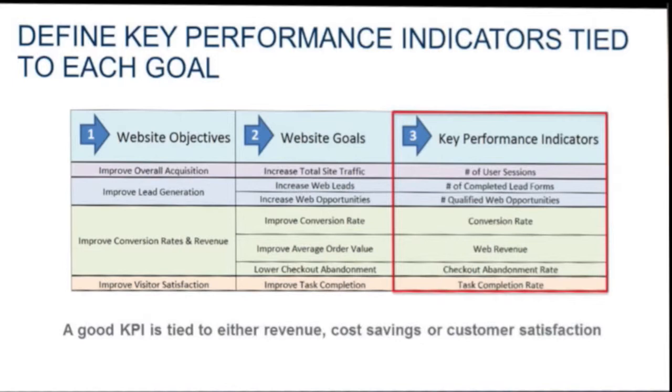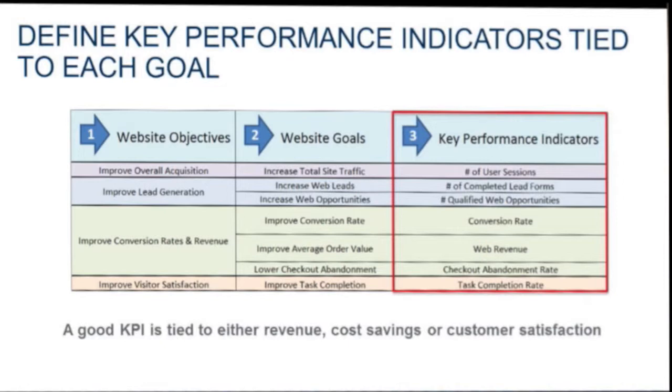Okay, the next step after you've thought about tying goals to your objectives is to really think about what the primary key performance indicator is for each of the goals that you've selected, right? So in the case of improving your conversion rate, it's going to be the actual conversion rate percentage that can be measured in your web analytics tool. Improve average order value, again, web revenue is one key performance indicator. Another one might be the actual average order value, which again can be obtained from your web analytics tool. And then the checkout abandonment rate is obviously the key performance indicator to lower your checkout abandonment.